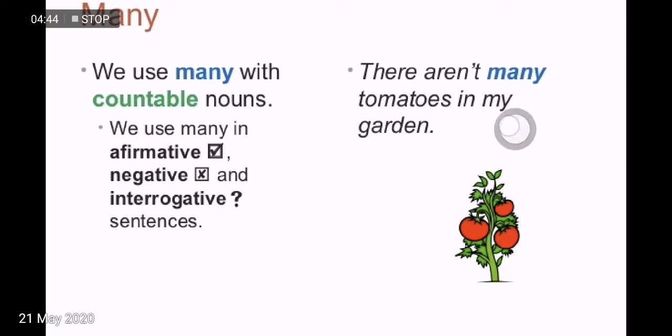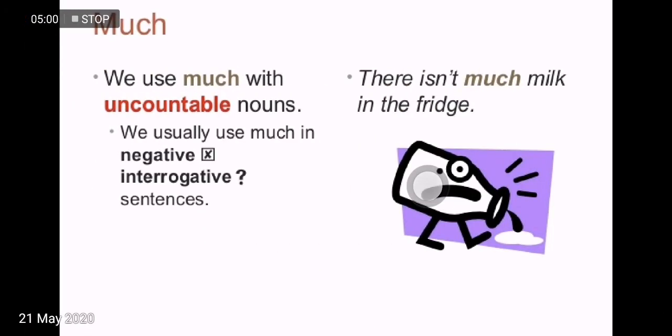And now we use many with countable nouns. We use many in affirmative, negative, and interrogative sentences. Example is here: There aren't many tomatoes in my garden. Okay, so this is about many, and we have a similar word, much. We use much with uncountable nouns. We usually use it in negative and interrogative sentences. For example, there isn't much milk in the fridge.